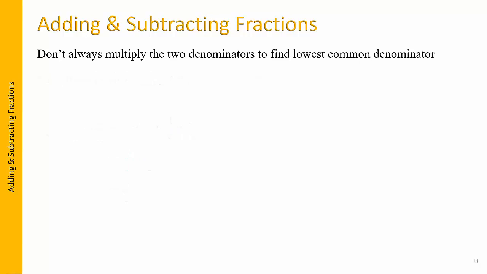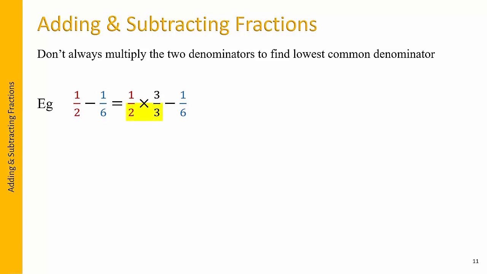We may be tempted to multiply the two denominators, and that'll give us a common denominator, but not necessarily the lowest. For example, if we have halves and sixths, we're looking for a common denominator between 2 and 6. 12 is such a common denominator, but it's not the smallest. 6 will be the smallest. The arithmetic always works out easiest if we use the smallest common denominator.